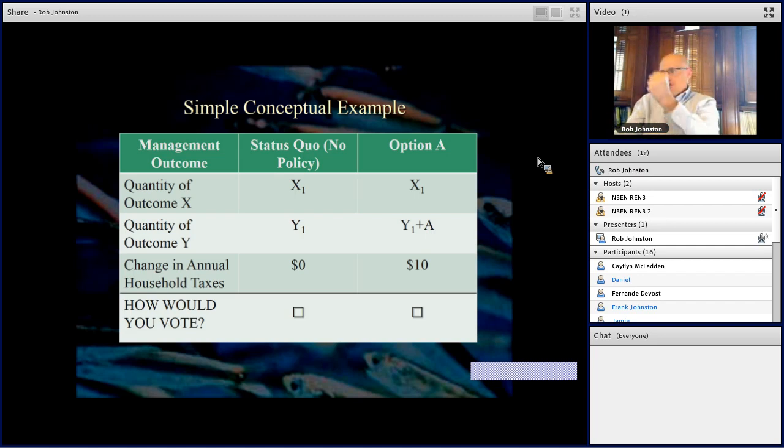Well, if someone is making a rational decision, a vote for option A implies that they value the protection of A homes at least $10. Otherwise, they wouldn't rationally choose that. So again, that's just kind of a cartoon example of the way these things work.